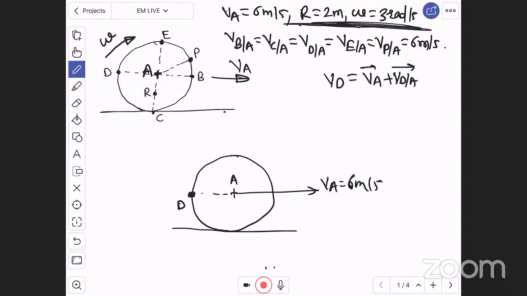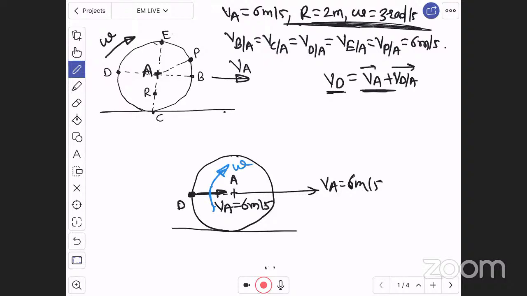Now this wheel will be having, for a D point, velocity of A will remain as it is, right? Therefore let us draw here velocity of A for the wheel. Therefore for D, velocity of A will remain as it is, which is nothing but 6 meter per second. As well as the wheel is rotating in clockwise direction like this with angular velocity omega.